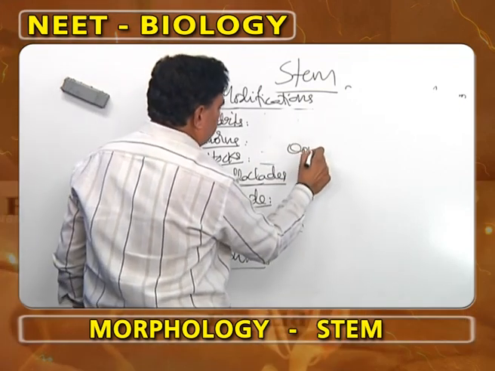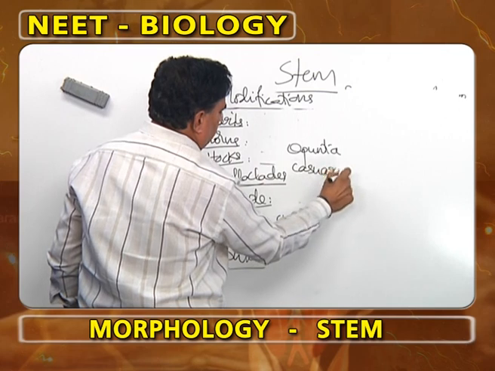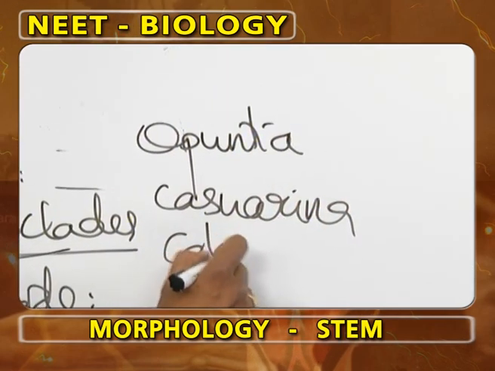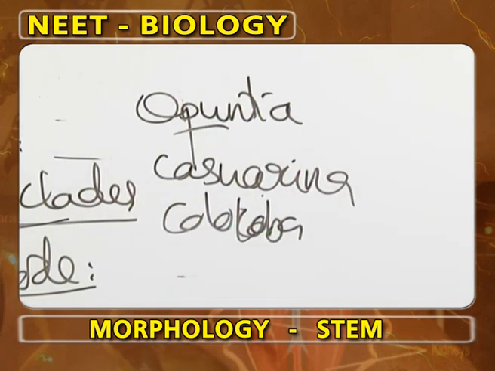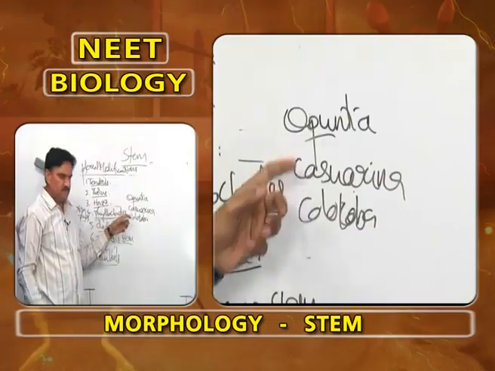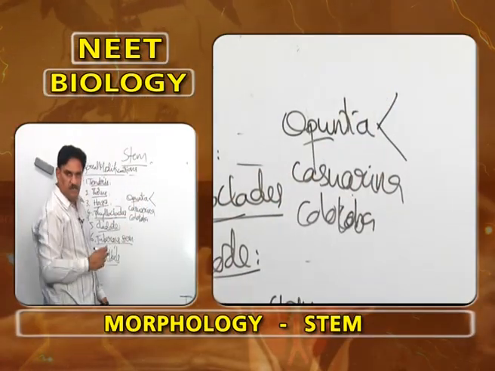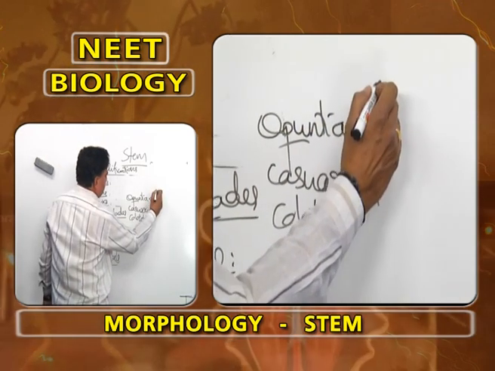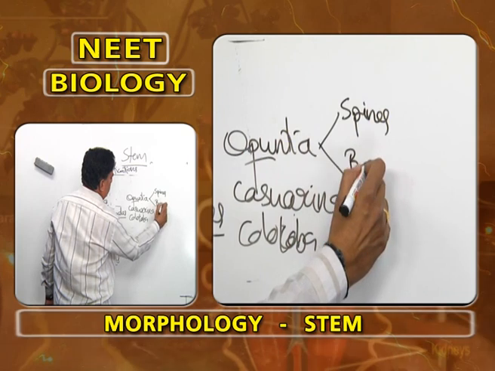Phylloclades are found in Opuntia, Casuarina and Coccoloba. In Opuntia, broad, expanded, fleshy, succulent phylloclades are present, where all the leaves of axillary buds are modified into spines. Some leaves become spines, some leaves become barbs.